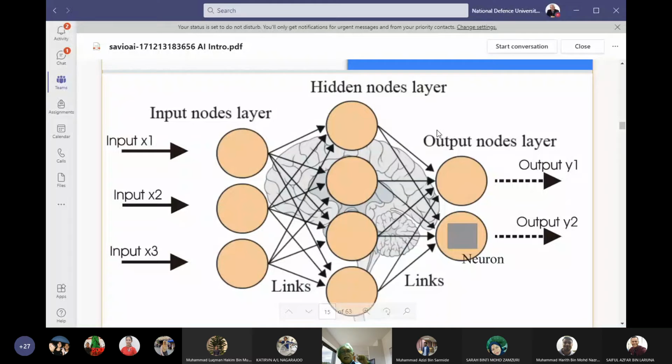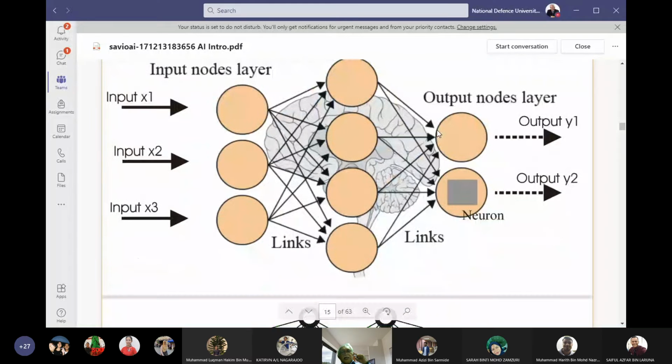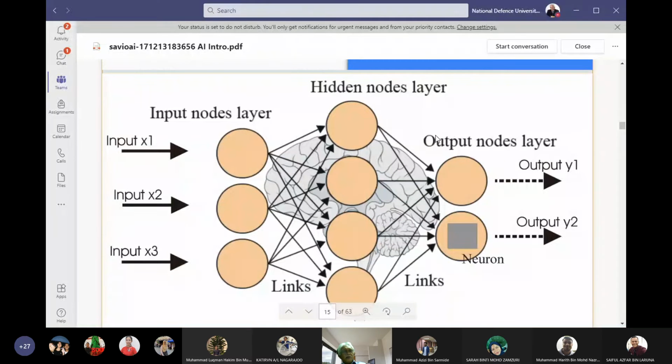This is a basic architecture of a neural network. In an artificial neural network, you have the input layer and the output layer. This means pieces of information, X1, X2, X3, come into the neural network, and you get the result from the output, Y1 and Y2. For example, you want to recognize a cat.